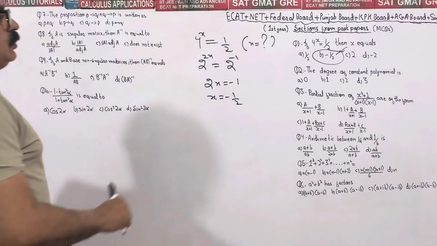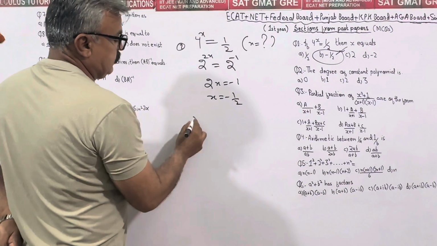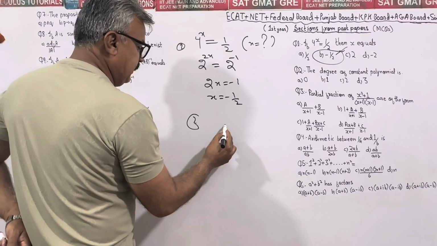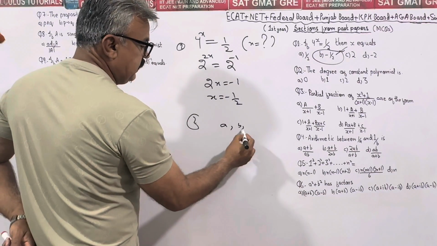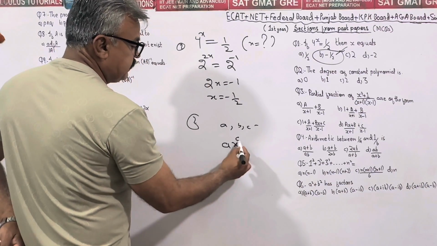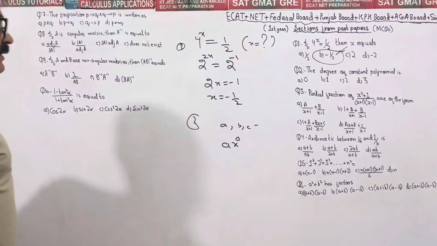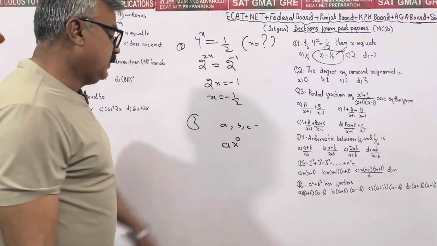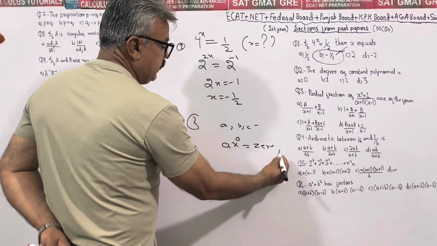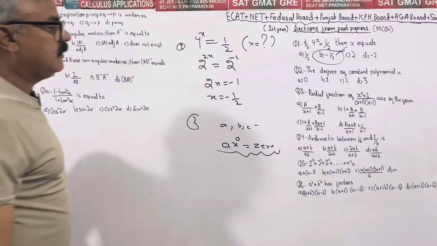Okay, cool. Question number 2. What is the degree of a constant polynomial? Constant means anything, a, b, c, or any real number. It can be written as a times x raised to 0. So the degree of a constant polynomial is always 0.